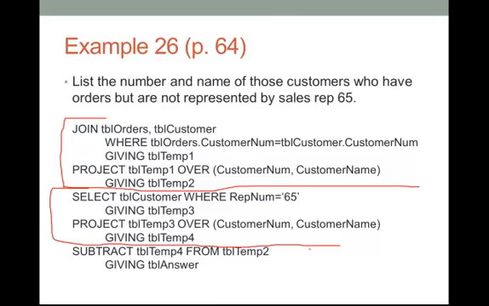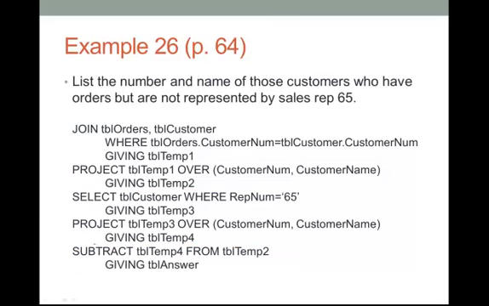The big difference here is this at the end. I'm using subtract, and I'm saying subtract 4 from 2. This is letting me see everything that's in 2 that is not in 4. Be very careful with the order you put these two table names in. If I reversed these two temporary table names, I would get a different resulting data set.